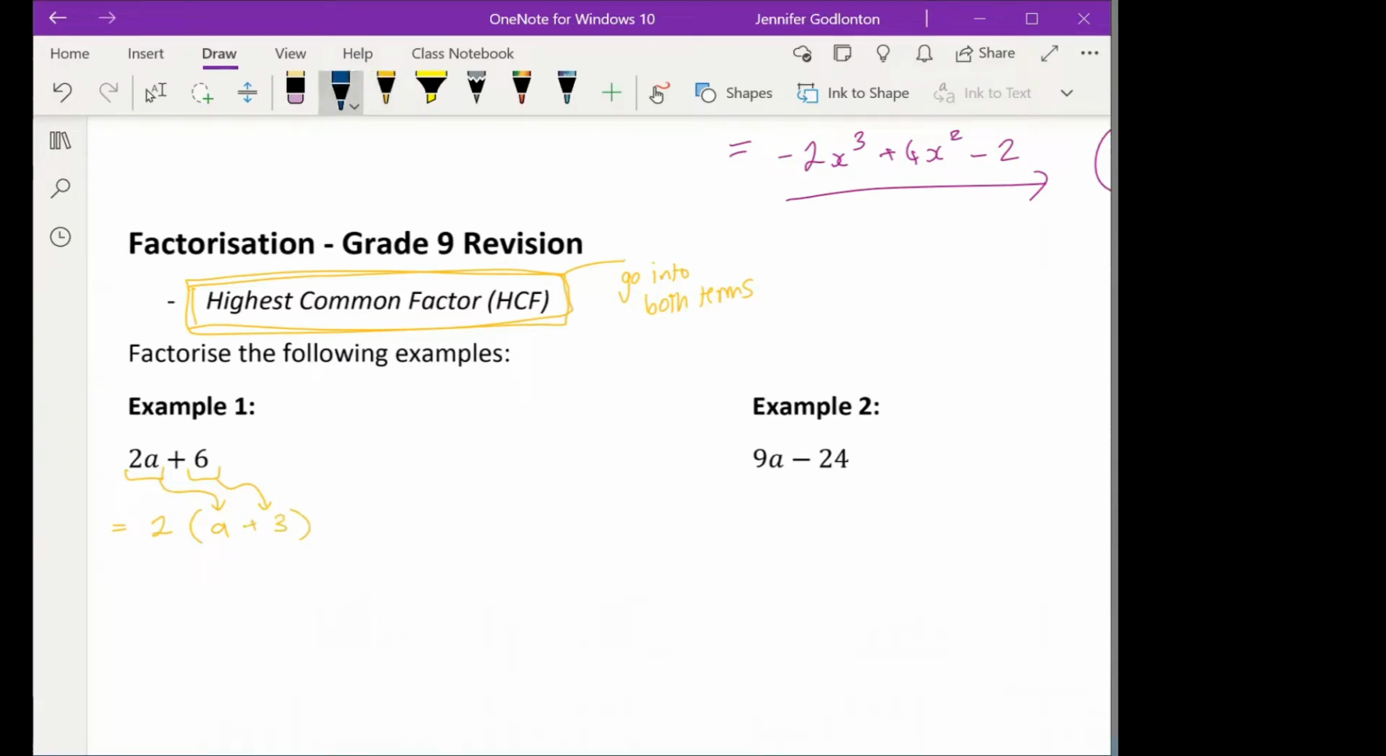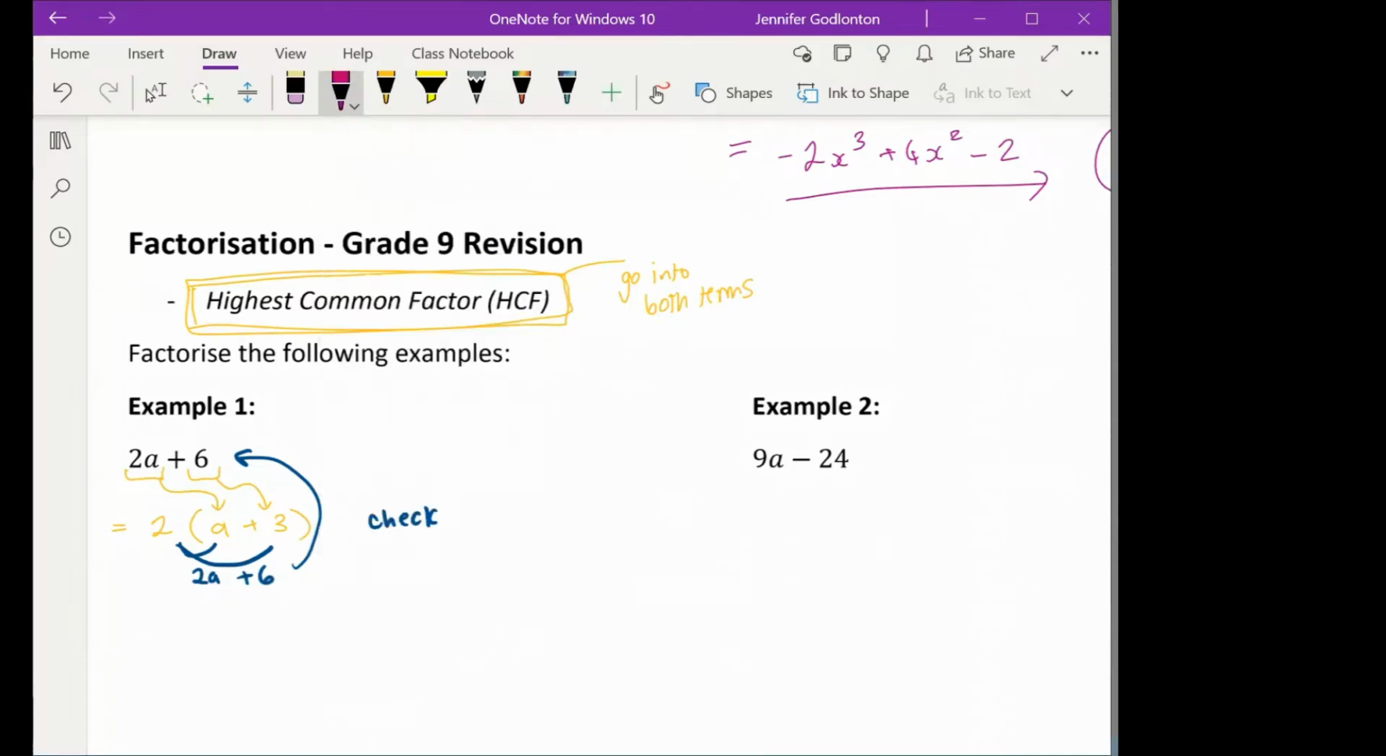And remember, the cool thing with factorization is we can always check our answers because we can re-multiply it, like with distribution, and we should be able to get back to our original question. So we're always able to check if we were right or if we are wrong, which is the great thing about factorization. Okay, so let's have a look at the second one over here.